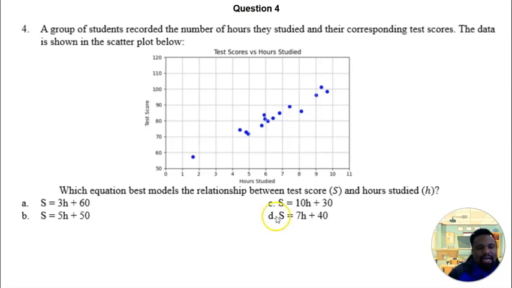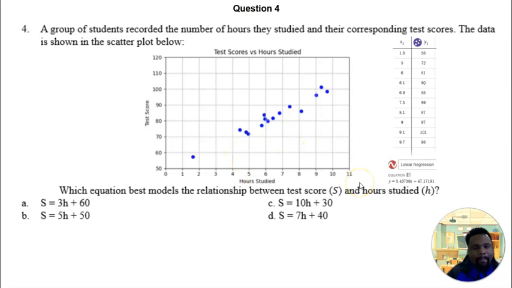And so you want to look at this trend of data right here. I could plug these into Desmos. You could do that, and then you could add your regression. All right, and look at your equation here. Look at your slope. Look at your y-intercept. My y-intercept is close to 50. So I want to choose which one of these has a y-intercept close to 50, and it has a slope close to 5. And that's going to be B.